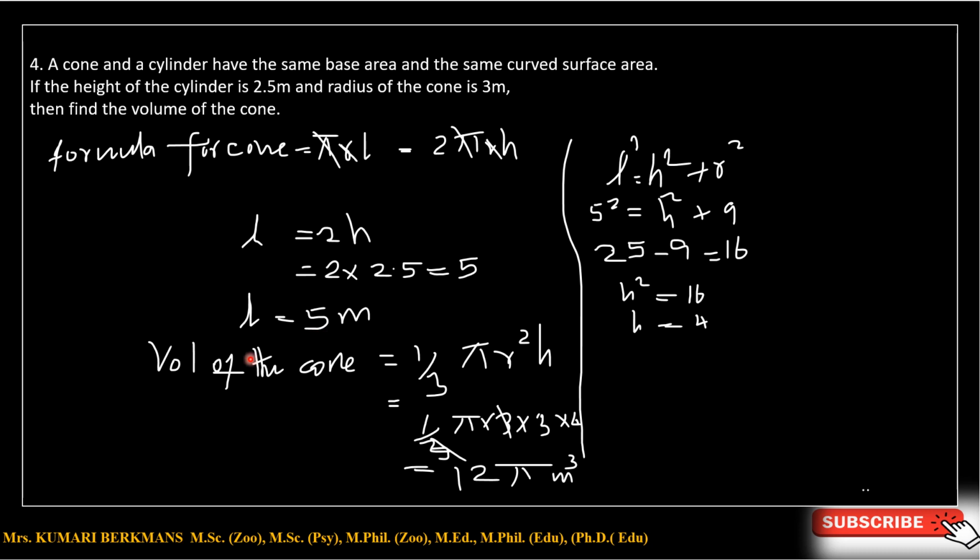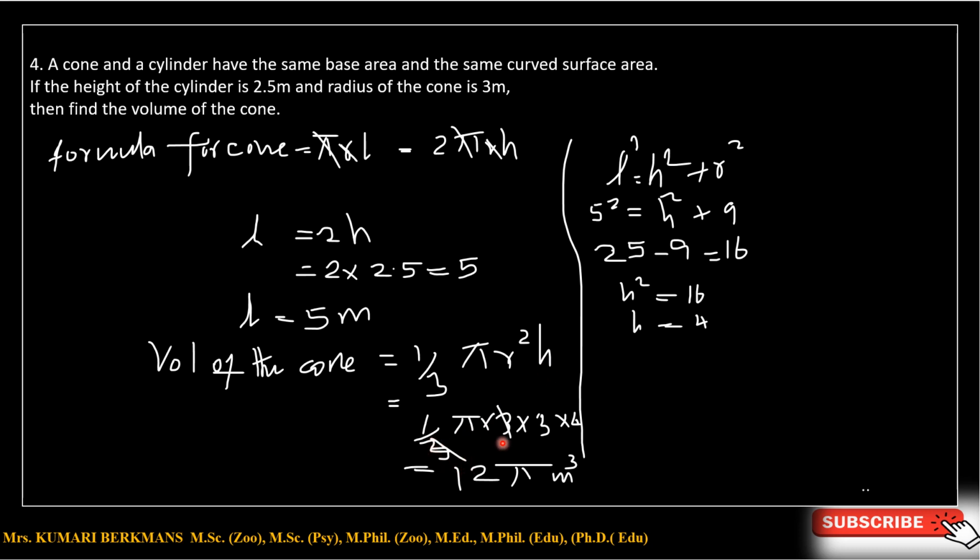So the volume of the cone is 1 by 3 pi r square h. This L is what we found, that is 2h, that is 5 meter. Now let us find the volume of the cone. The formula is 1 by 3rd pi r square h.